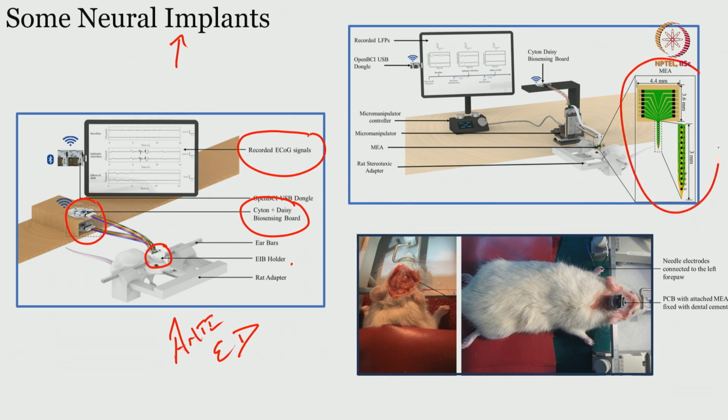Second, I told you about this shank. This shank is a microelectrode array, because one shank consists of 13 electrodes, and this shank is implanted into the rat's brain, and the data is collected, and we study the efficacy of AEDs. We can study other things as well. We can also see a PCB that is connected or attached to the MEA.